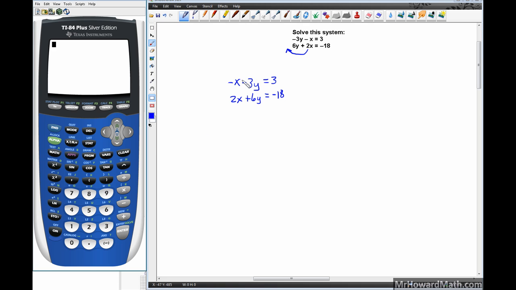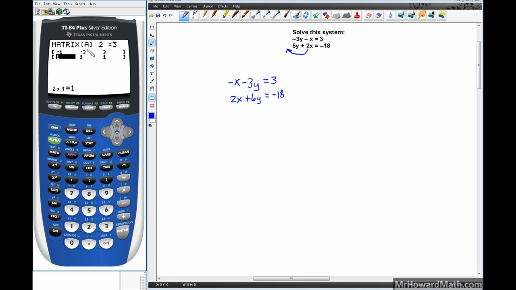Now, we know that we have two lines in standard form. Our x's and y's and constants are stacked correctly, so we know we've got all that done. Now we go into matrix. So second matrix, over to edit, hit enter. We have a 2 by 3 matrix, so that's done for us. We need -1, -3, and 3 for this first one.